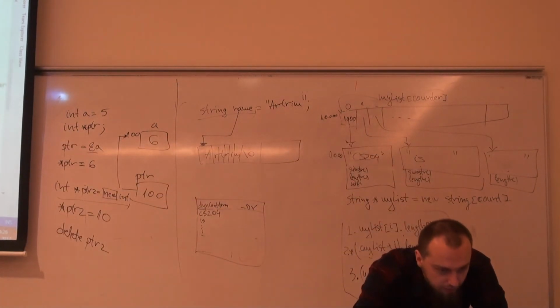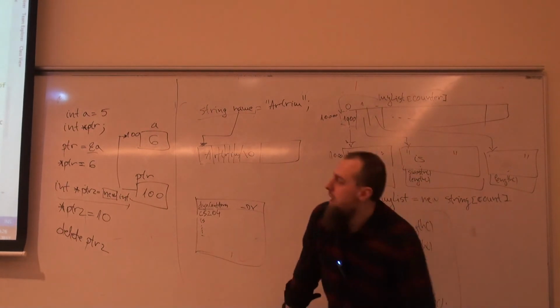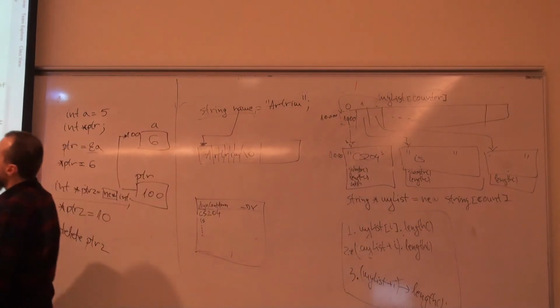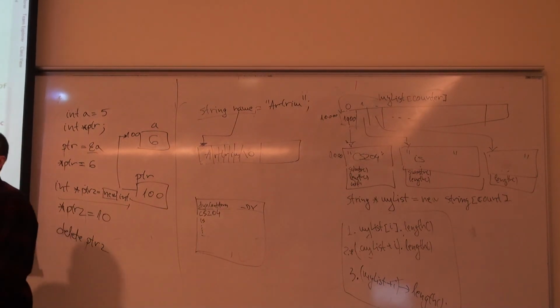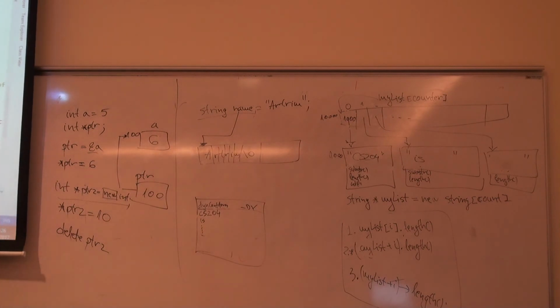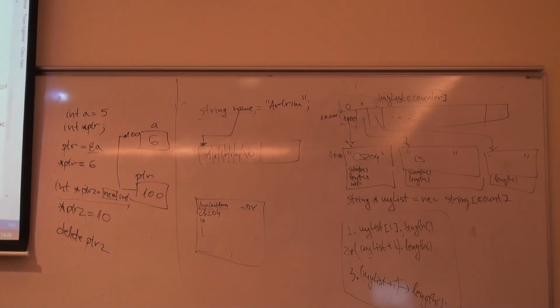And finally, I'm trying to find the average. First, I find the total number of characters. Initially it's 0, of course, and this is how I do it. Total number of characters plus equal to my list plus I.